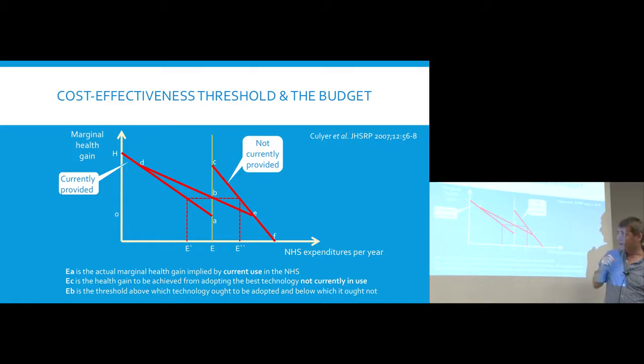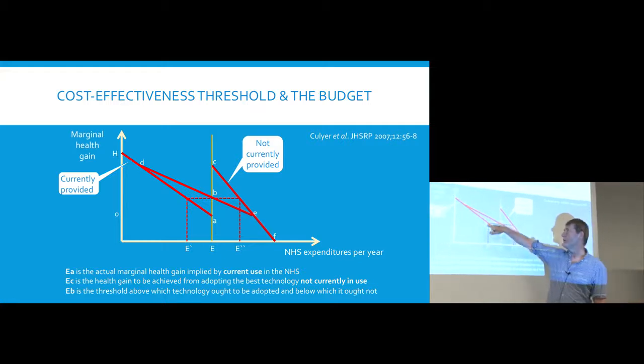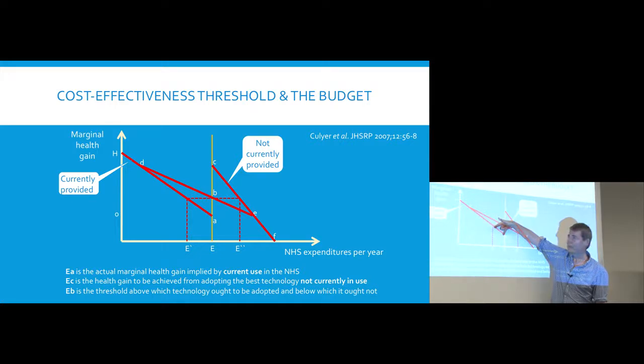Right now, the activity that's giving us the least benefit is here. It's got the marginal health gain of EA. And so looked at this way, we should really stop doing these activities or stop giving these drugs, treatments, and using the money released, we should start doing these activities. These are the best things we're not doing just now that we could be doing. These are the worst things we're doing just now that perhaps we shouldn't be doing.